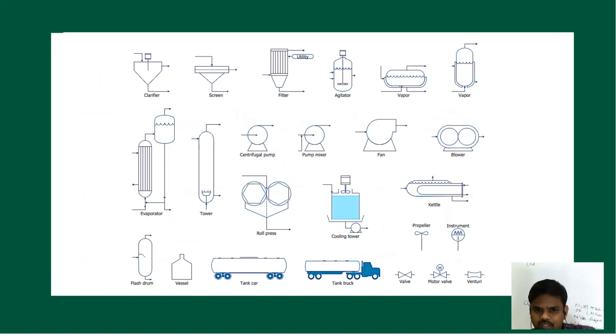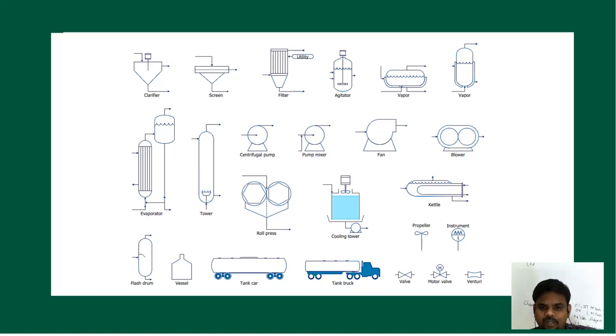In this particular diagram, for example, if it is mechanical operations, we have clarifier, screening is done, filtration is done, agitators are there. If there is vaporization taking place, how to represent them. Evaporator, it's a heat transfer equipment.